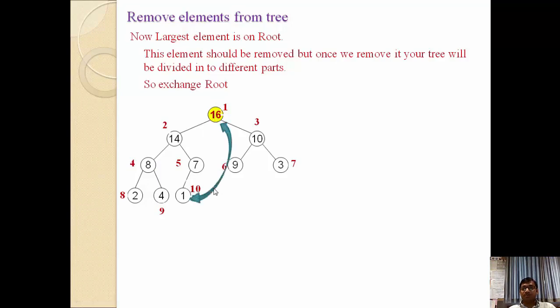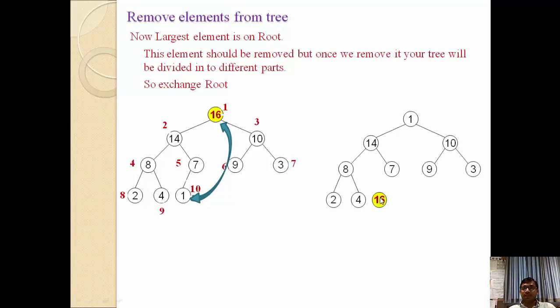So just swap 16, the first node or root node, with the last node, that is our 1. So 1 will be on the root node and 16 will be at the last element. Now we can easily remove 16. Once we remove 16 from this tree, your tree is still a binary tree. It is not a forest. It is not divided into different parts. So whenever it is required to remove, we have to swap with the last element and after that remove it.